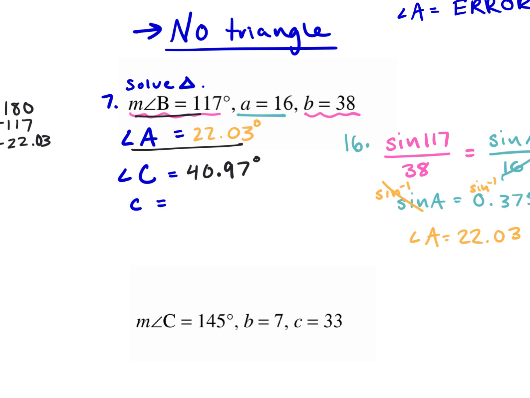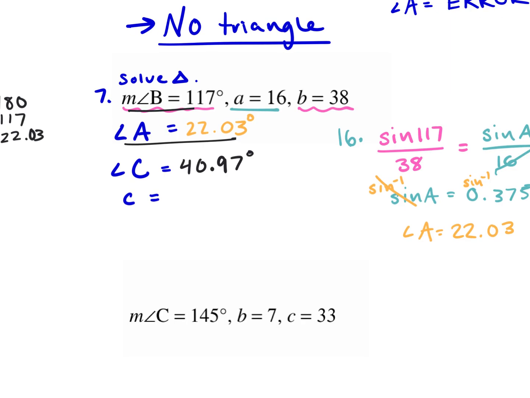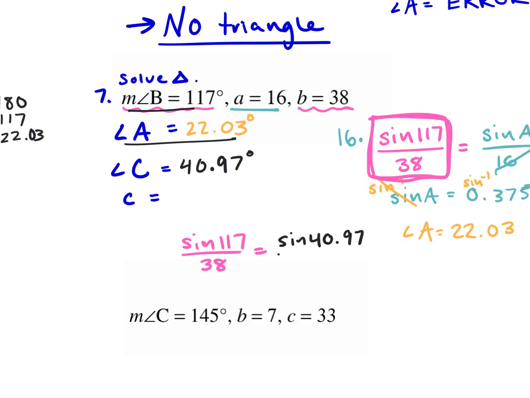How can we find side C? So we're going to set up another proportion. I would always start with the ones that were given. So angle B and side B were given. I know that these are correct because that was part of the question. So I'm going to start with this. So sine of 117 over 38 is equal to what? What do we set it equal to? Sine of 40.97, over what? Over C.